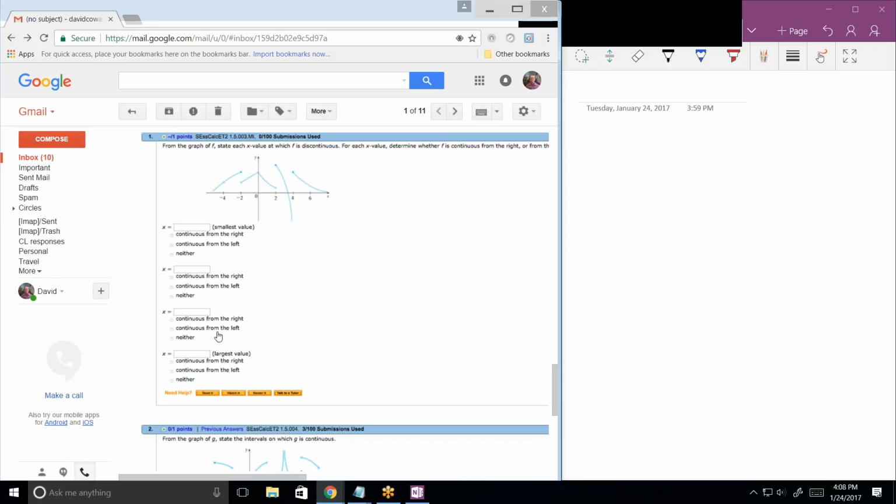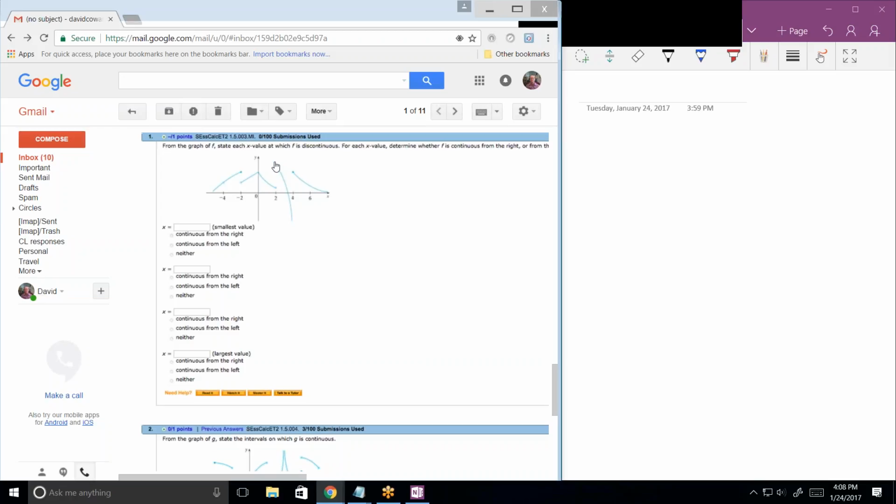And then, why are there only 4 of them? There should be 5 because we got one at -4, -2, +2, oh, and 4. 1, 2, 3, 4. Yeah, okay. So the second one was -2, continuous from the left. The third one should be what? 2, right? And what kind of continuity? Probably from the right.